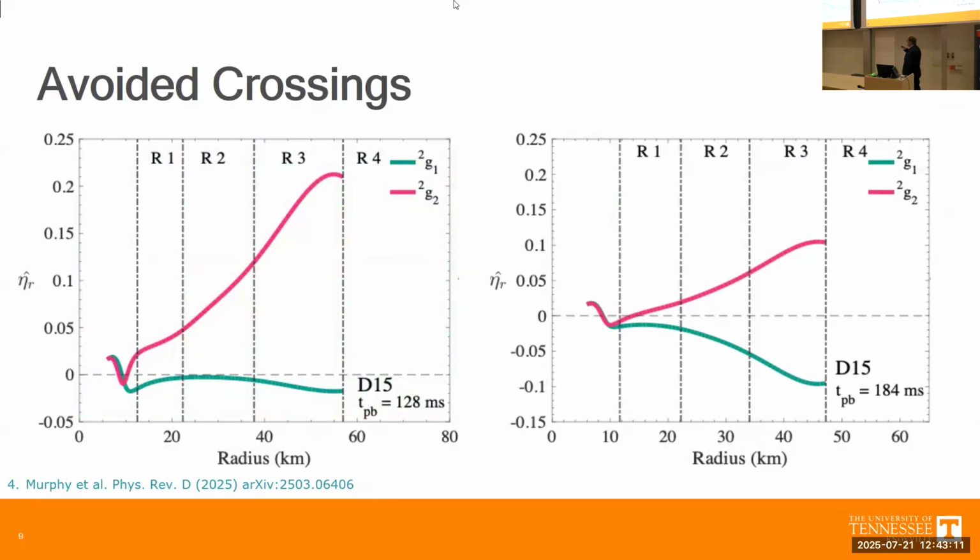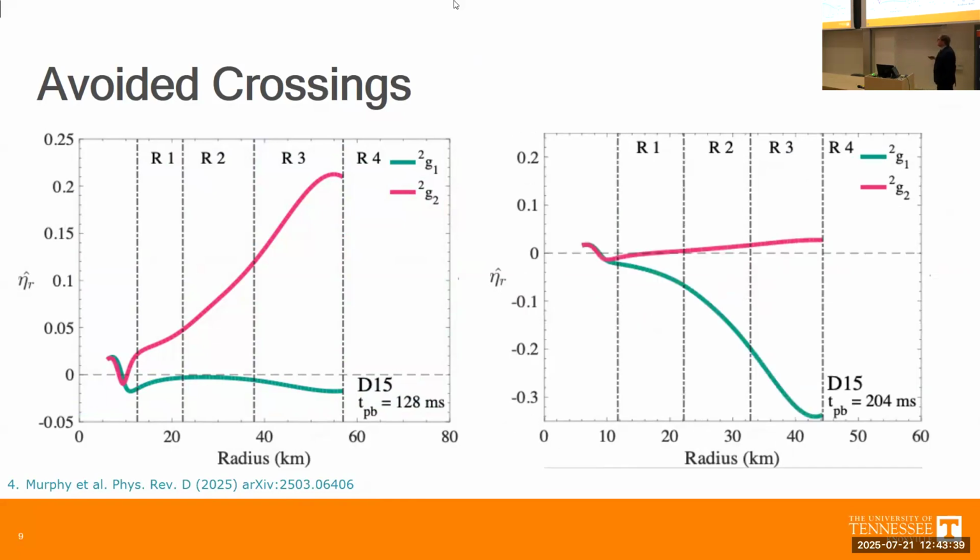And so what's interesting is that if we look at now, this is the radial amplitude of one of the eigenfunctions that you solve for. And on the left is before the avoided crossing, on the right is at the avoided crossing. And so we can see this in the behavior of this eigenfunction. The amplitude of the G2 mode is decreasing, while the magnitude of the amplitude of the G1 mode is increasing. And then after the avoided crossing, we see the behavior has switched, where we have a very, very low amplitude G2 mode and a very high amplitude G1 mode.